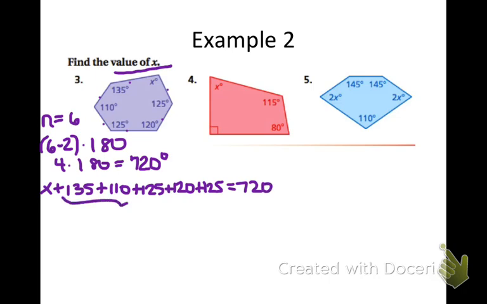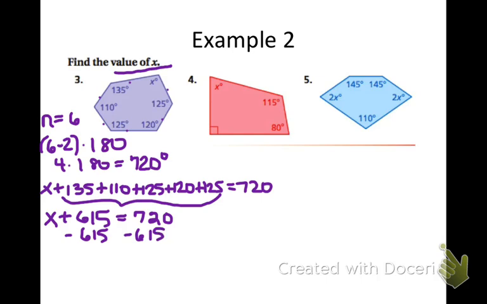So all of these together can get added together, and when I did that, I got 615. So double check to make sure I did that right. x plus 615 equals 720. If I subtract 615 from both sides, I have found x to be 105. And we just need x, but since it's an angle measure, it's not wrong to put the degree symbol.